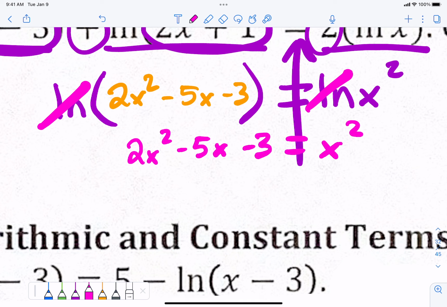What if there's 2 ln's on both sides? No. If there's a plus sign in between them, no. You have to combine them first. All right, now what would you like to do?